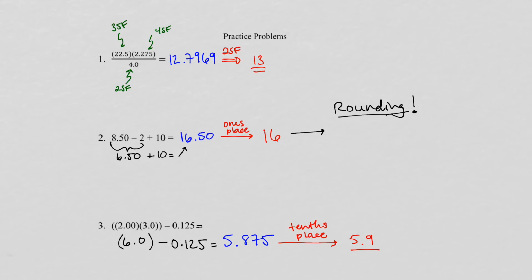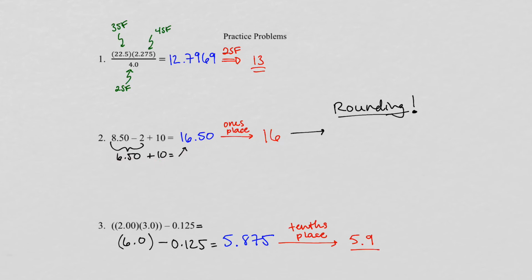So I hope you tried these problems and you got similar things to what I got. I'd like to draw some special attention to this number 2 problem right here. You see we have 8.50 minus 2 plus 10. Our least precise number in both this case and this case is reported to the ones place. In this case, it's kind of ambiguous, but we basically call it the ones place since we have 2. So 8.5 minus 2 is 6.5, plus 10 is 16.5.